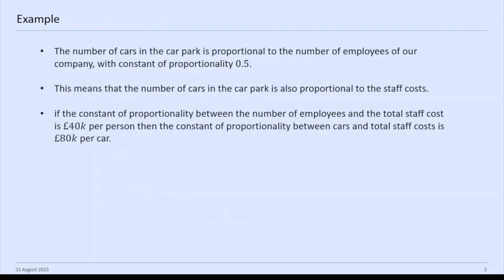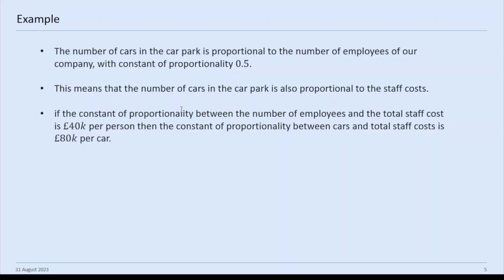So here's one last example, which is basically what we're trying to show: if x is proportional to y and y is proportional to z, then x is proportional to z. So the number of cars in the car park is proportional to the number of employees of our company, and the constant there is 0.5. So what we say is, for every one car, there's two people.